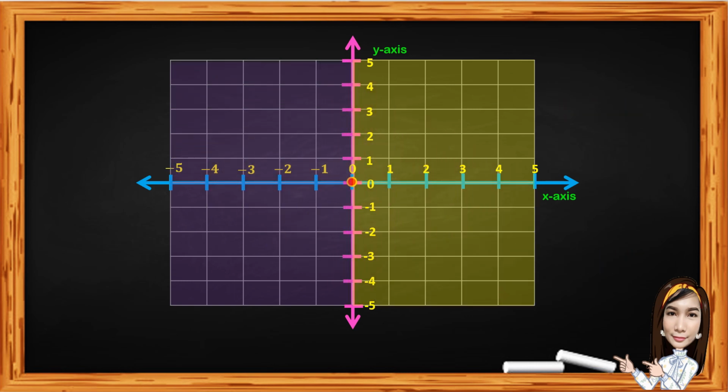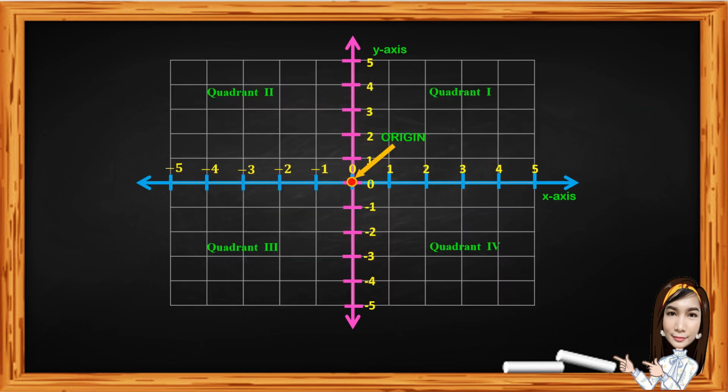The positive values on the x-axis are to the right of the origin, and the negative values are to the left of the origin. Every point in a plane can be described in terms of an ordered pair (x, y). The coordinates of the origin are (0, 0).